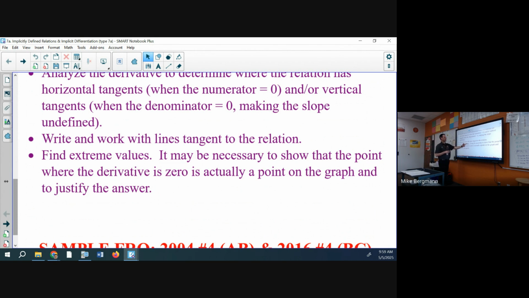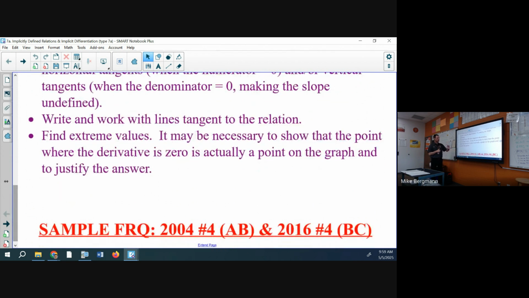And then find extreme values. It may be necessary to show that the point where the derivative is 0 is actually a point on the graph to justify the answer. And that's an important feature. If they ask you about a certain point, not only do you have to find what the slope is or prove that it is a horizontal tangent or a vertical tangent, you have to show that that point actually exists on the original graph. So make sure that you do that as well.